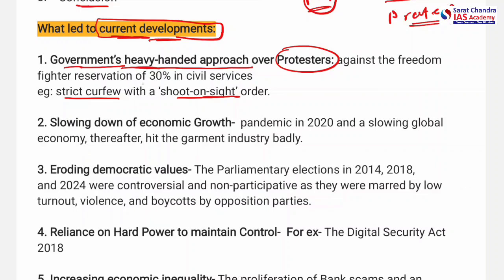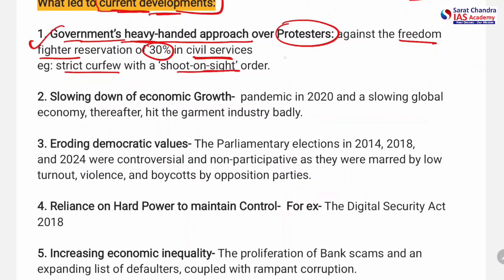The protest was against the 30% reservation in civil services for the freedom fighters. So this was the issue, but this was not the only issue. There were multiple issues. For example, the economic crisis was also one. After the pandemic in 2020, the global slowdown also caused an economic slowdown in Bangladesh that led to a rise in the unemployment rate. Especially the garment industry, which is very dominant in the Bangladesh economy, went into crisis, leading to resentment among the people, especially the youth.